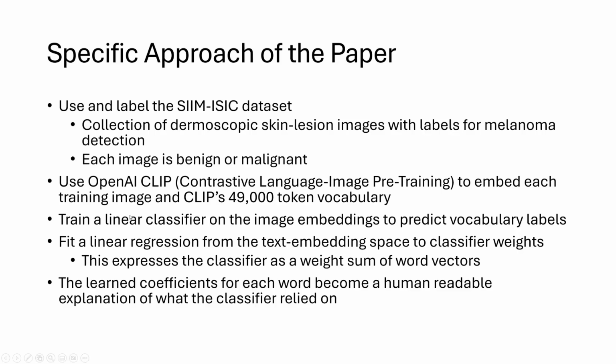It then trains a linear classifier on the image embeddings to predict vocabulary labels for each image, and then fits a linear regression from the text embedding space to the classifier weights. And this expresses the classifier as a weighted sum of word vectors. And then the learned coefficients for each word become a human readable explanation of what the classifier relied on exactly to make the prediction that it made.